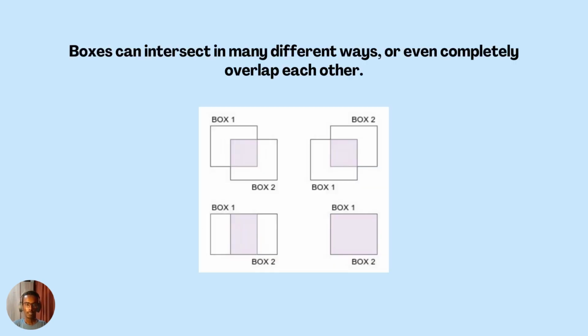So boxes can intersect in many different ways. We just considered one use case. They might be intersecting in this manner, or the one on the right side. Box 2 can be on the right side and box 1 can be on the left side, or they might overlap, as we can see in the third picture. And finally, they might even overlap completely.